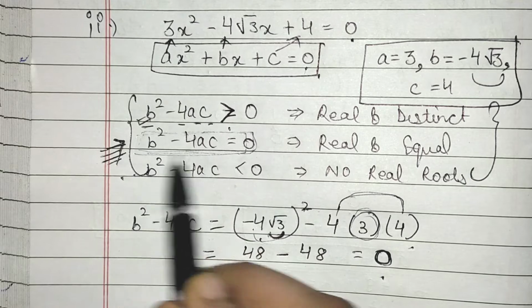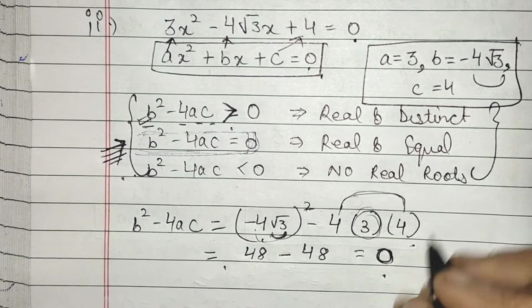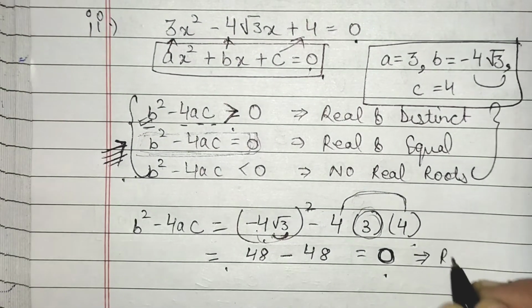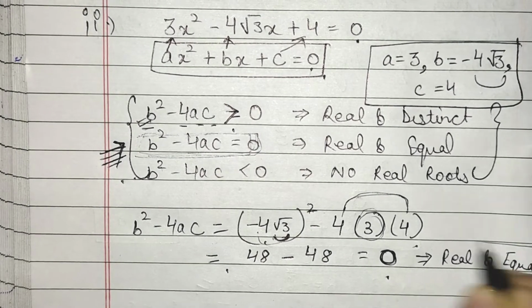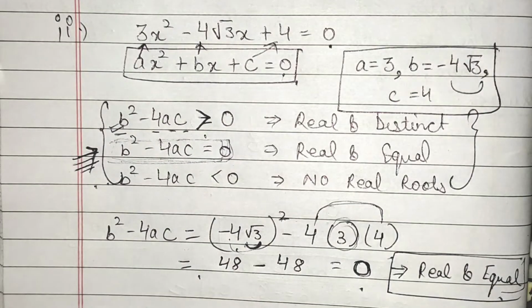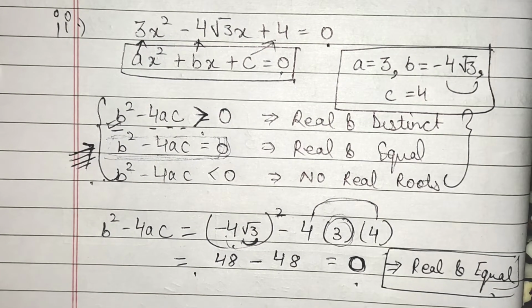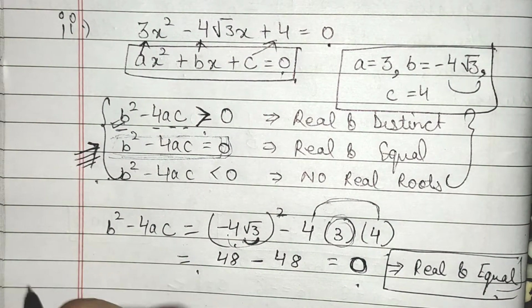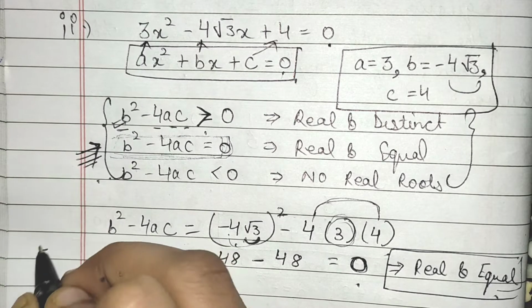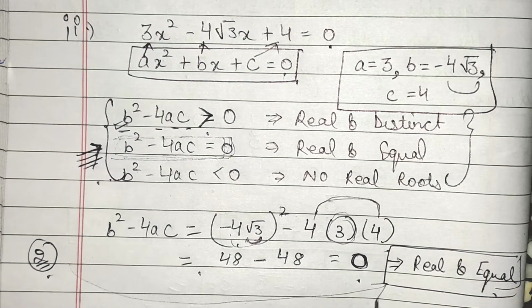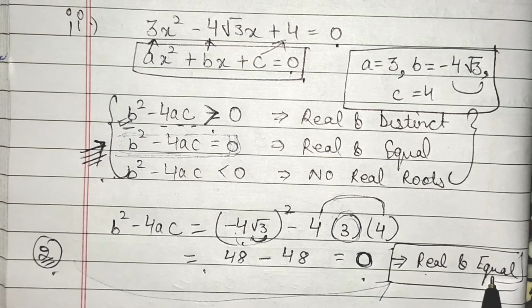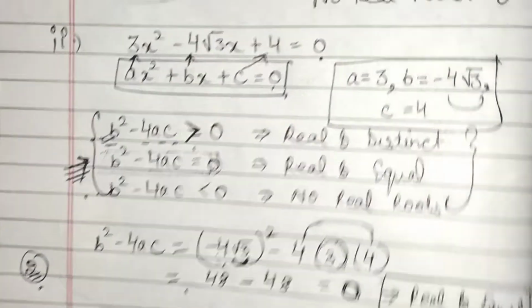What does it mean? What is the nature of the roots then? What is the quality of the roots? That my roots will be real and equal. Whenever we solve any quadratic equation, you know how many maximum roots we can have? We can have a maximum of 2 roots, and those roots will be real and equal. Both the roots will be equal.